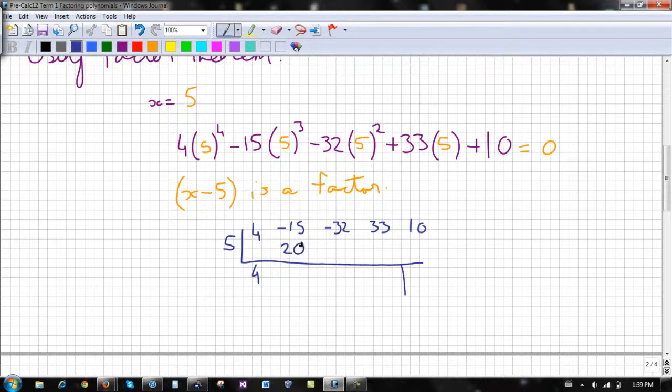Negative 15 plus 20 is 5. Then 5 times 5 is 25. Negative 32 plus 25 is negative 7. Negative 7 times 5 is negative 35. 33 plus negative 35 is negative 2. Negative 2 times 5 is negative 10. And then negative 10 plus negative 10, yep, would equal 0.